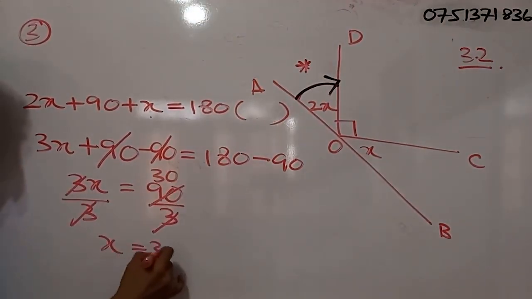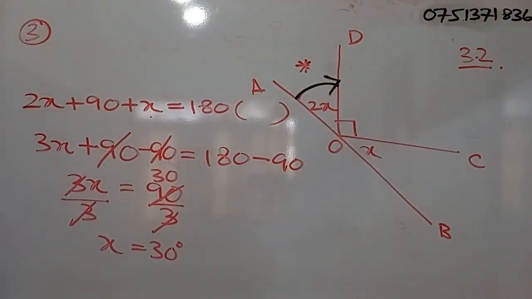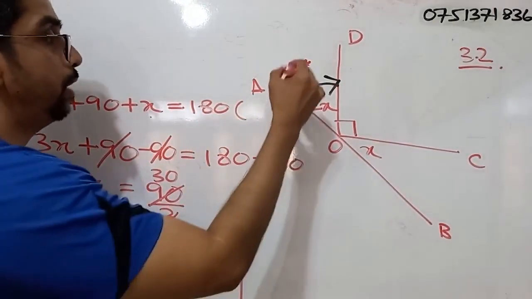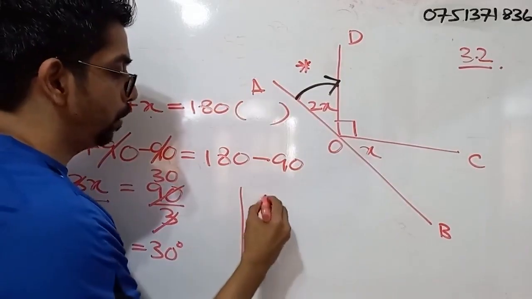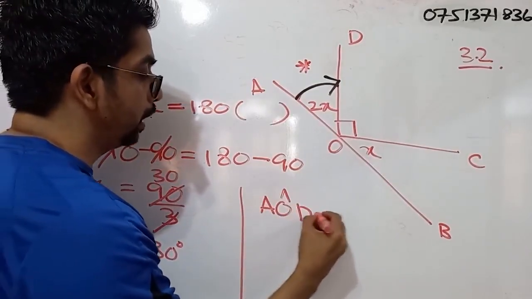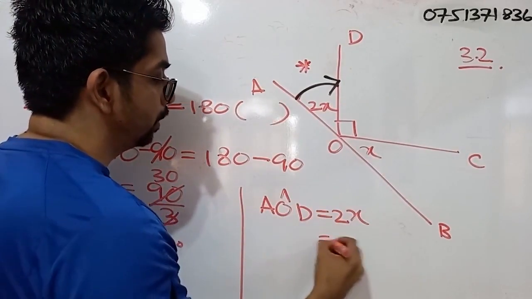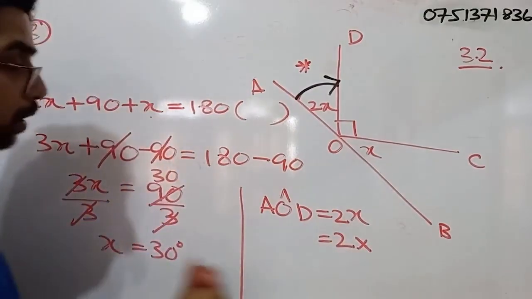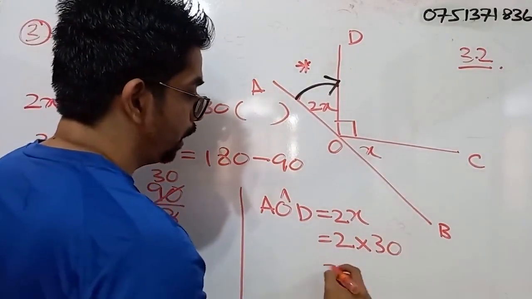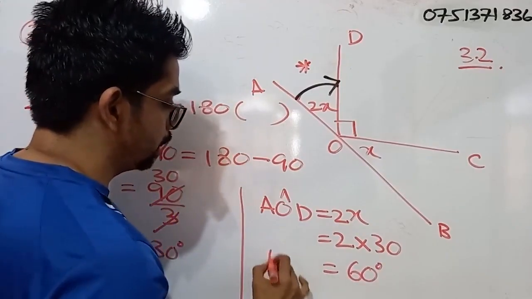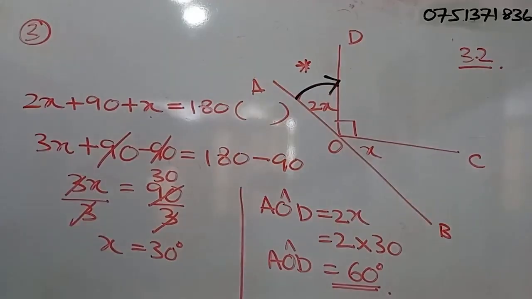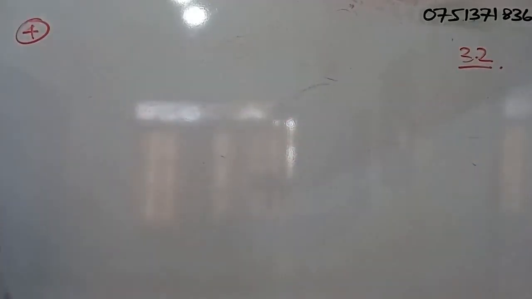X is 30 degrees. Now in the question, are they asking the value of x? No. They are asking the value of AOD. So we have to write AOD angle is equal to 2x. That means 2 into 30. So here the angle is 60 degrees. AOD, the magnitude is 60 degrees. Right.